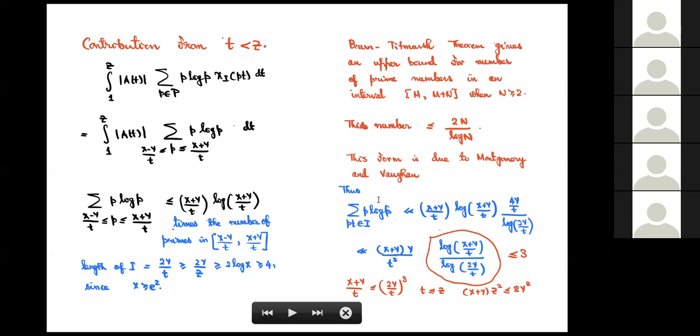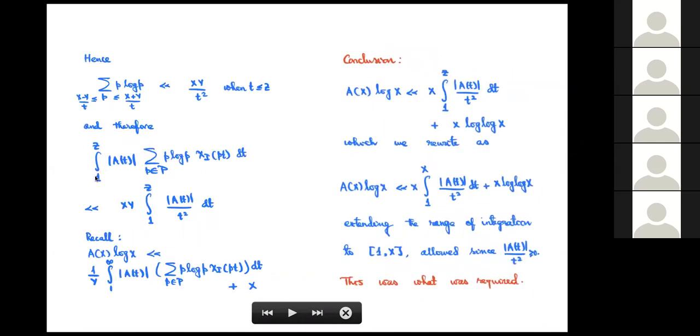Okay, so the estimate for this sum, the sum of p log p over p, t in I, which comes in here, is xy over t square up to a constant. So for t between 1 and z, this is the estimate. And now you put that in, and you get that the integral from 1 to z of the sum over p of p log p chi pt is less than, up to a constant, xy times the integral from 1 to z of dt by t square.